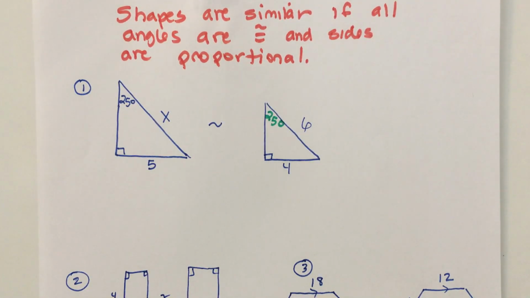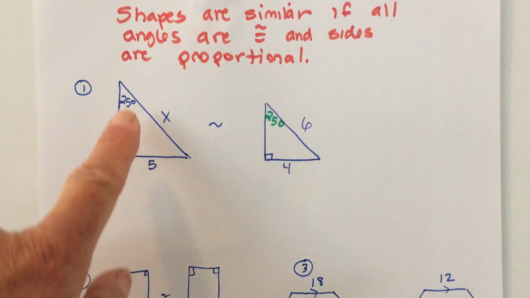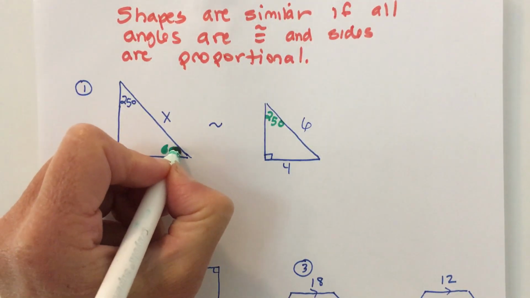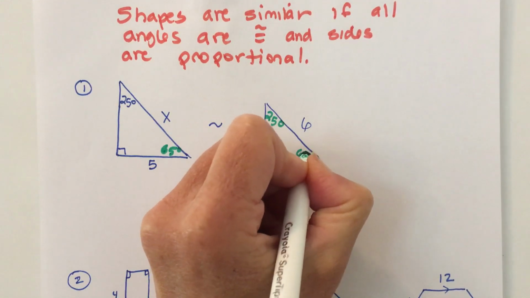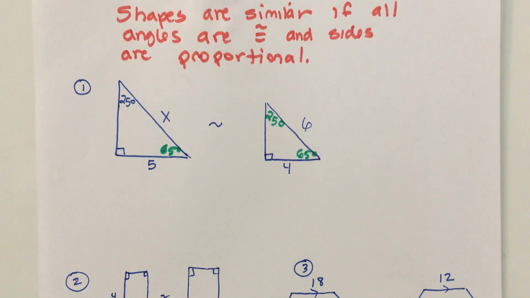Okay, and then if those are 25, then you could use triangle sum. 180 minus 90 is 90, okay, and then minus 25 is 65. So this angle is 65 and this angle is 65, okay? So we can already fill in all that stuff. Okay, and then this is important.